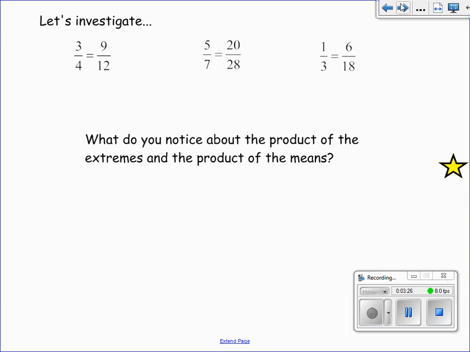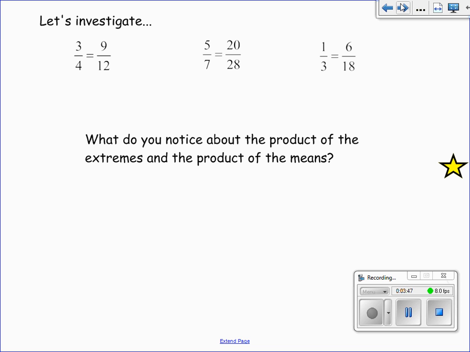All right, so we're going to investigate something that's interesting and that we can capitalize on in proportions here to help us solve for unknowns. So we're going to start off by looking at this first proportion, which says 3/4 is equal to 9/12. We all know that that's true. 3/4 is equivalent to 9/12.